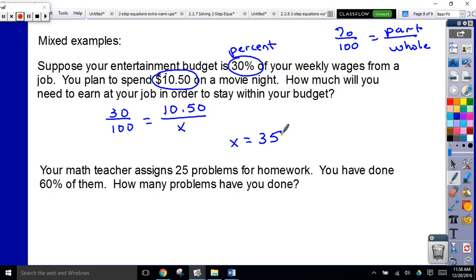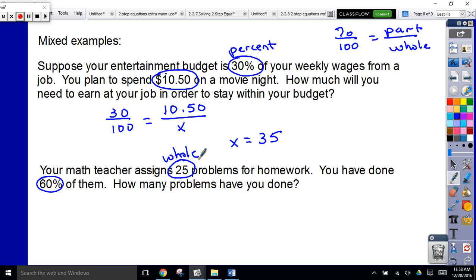Your math teacher assigns 25 problems for homework. You have done 60% of them. How many problems have you done? Okay, so I think it's pretty obvious probably to all of us that we have a percent in there. So the percent is given to us. But we have to decide, is the 25 problems part of the homework or is it the whole homework? Diane? It's the whole. The 25 is the whole. So what we want to know is the part. How many problems have you done? You've done part of the homework. You've done 60% of it.